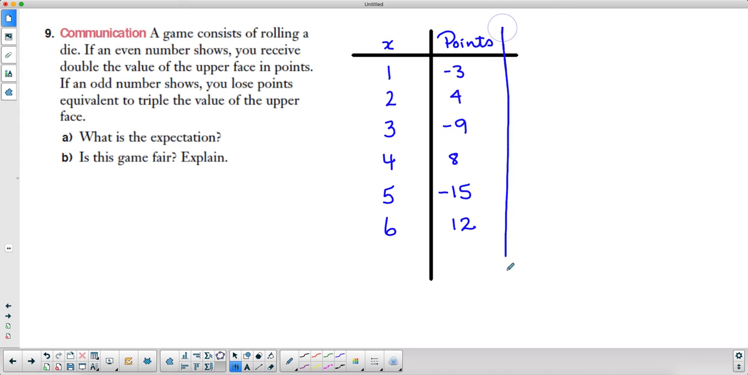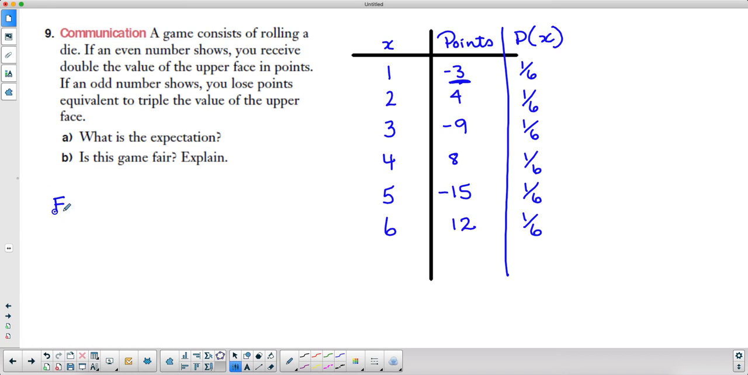Now, what's the probability? Well, the probability of each of these things occurring is exactly the same. It's 1 in 6. So these all have the same probability. So that is the probability of X occurring. Now it says, what is the expectation? So the expectation is we take what our outcome actually is and multiply it by the probability of that outcome.